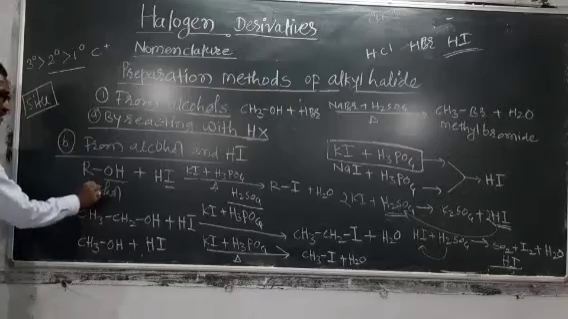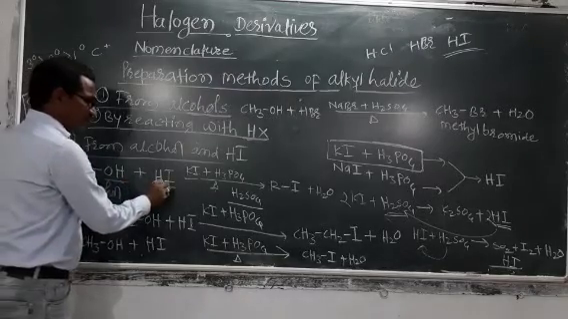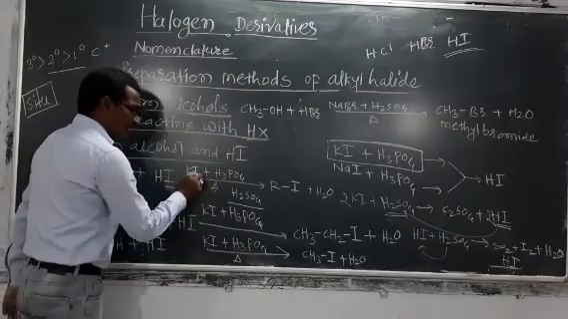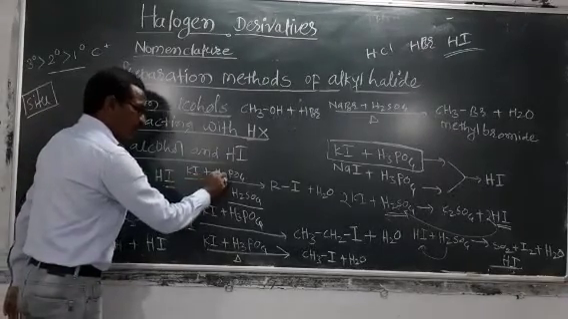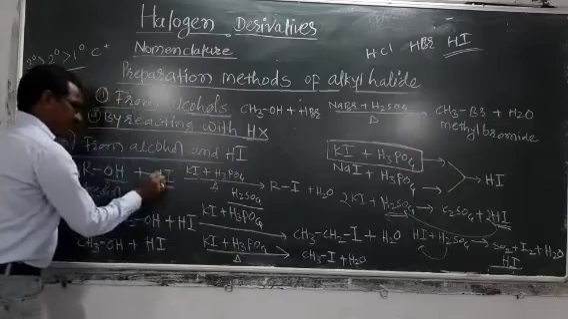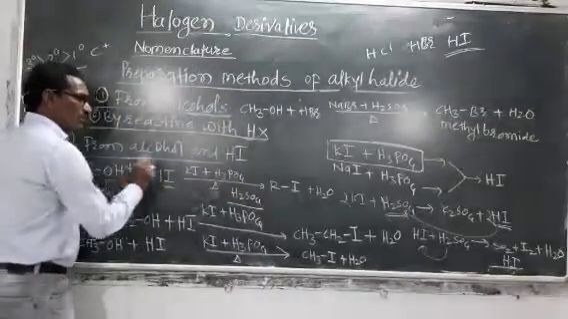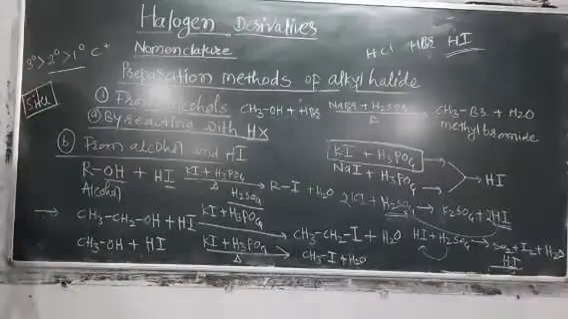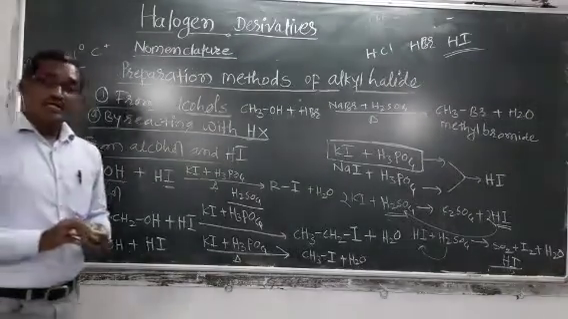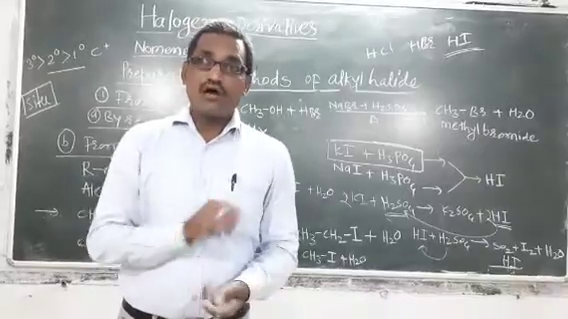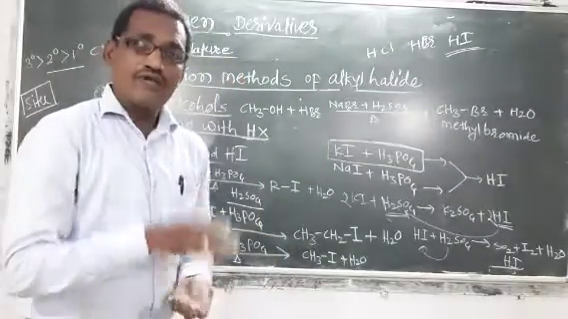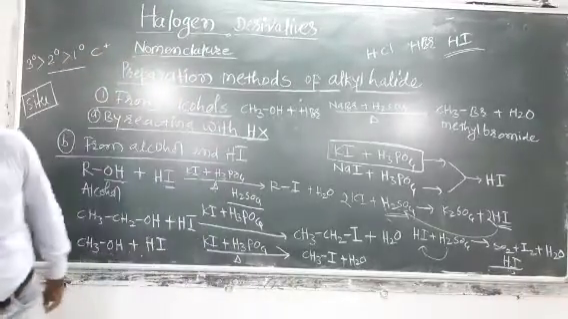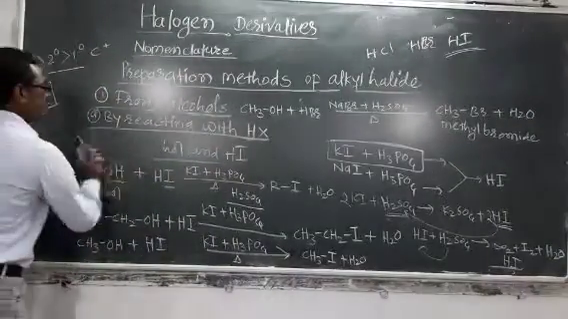Means when alcohol is reacted with HI, how is HI obtained? When potassium iodide or sodium iodide is reacted with H3PO4, we get HI, and this HI is reacted with alcohol and we get alkyl iodide. So here we have learned how to prepare alkyl iodide from alcohol also. So what we have learned here, I will conclude in a suitable manner.